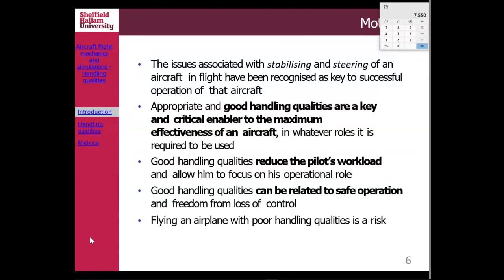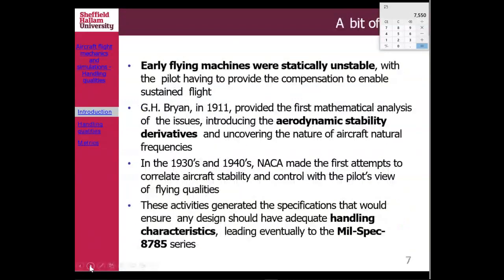And now, when we talk about completing a task or a mission, you also want to see how much effort the pilot needs to put in to do that. So good handling qualities could reduce the pilot's workload, allowing him or her to focus on his or her operational roles. We have also talked about safety of flight already, so it can be related to safe operation. As you could deduce from that, flying an airplane with poor handling qualities is a risk. So no questions about that.